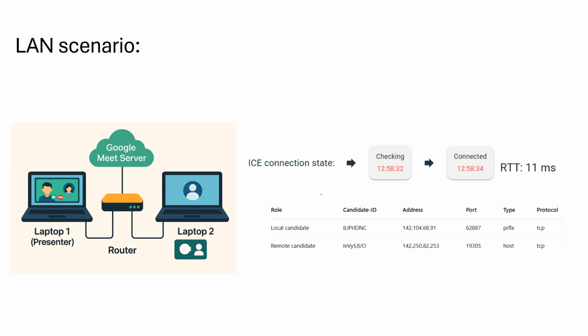This is my IP, and this is the remote candidate. For the LAN scenario, you can see that both laptops sit behind the same router with a wired connection during the Google Meet on the right side, and ICE goes from checking at 32 seconds to connected at 34. They need 2 seconds for the handshake, because they use TCP, and both are behind the NAT.